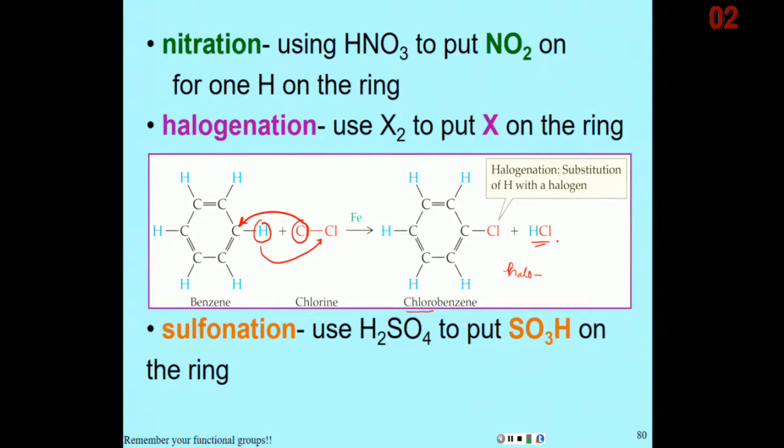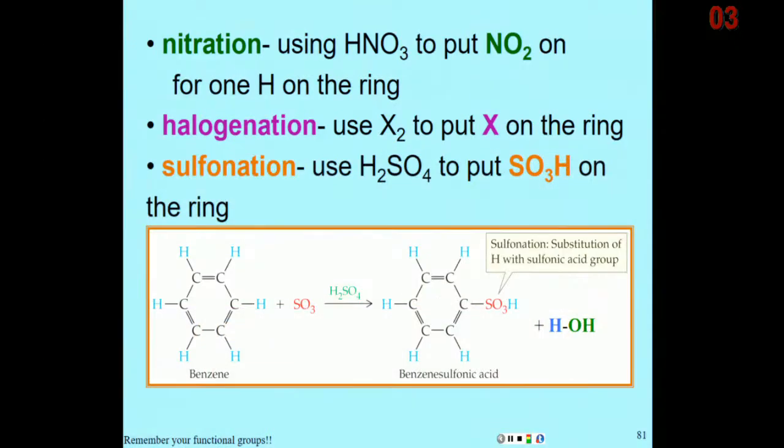This is exactly the same idea as what we saw with halogenation of alkanes, where there was a hydrogen halide. That's what we call that, a hydrohalogen, or when you're left over. So those are acids that are left over, but we've seen that already with alkanes.